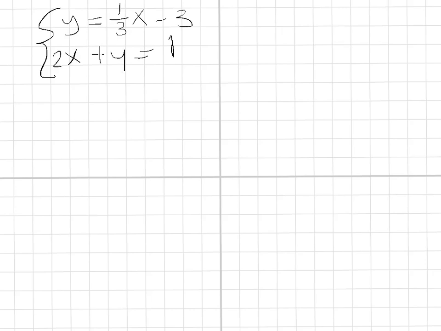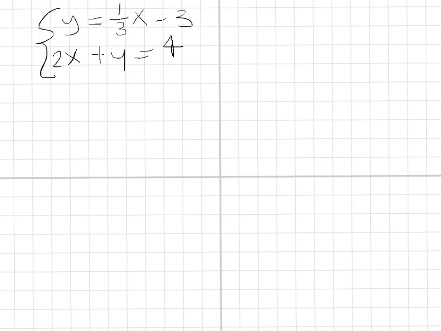Okay, so I just said last example a second ago, but I'm changing my mind on that. Because you haven't seen something where y is not already by itself, and that's what we need to work with. So I'm going to give you y equals 1/3 x minus 3, and 2x plus y equals 4.